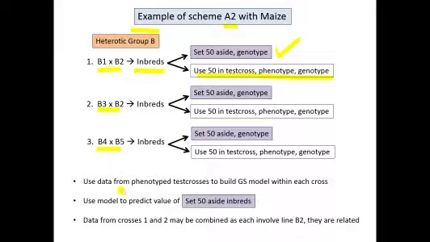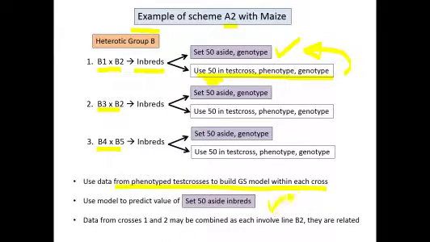Now you use data from the phenotyped individuals in the test crosses to build a genomic selection model, and you can actually build this model within each cross as long as you have put enough individuals in your test crossing to build an effective model. And people in the maize community have suggested that 50 may actually be enough. So you build the model on this data, and use it to predict the value of these other 50 that were never phenotyped.